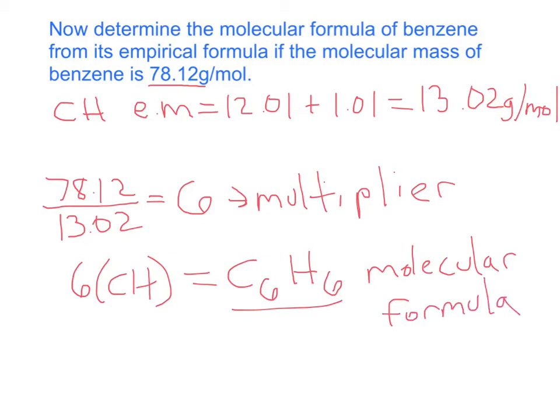So you just divide them to find the whole number, and it should always come out to a whole number. If they are the same, then you know the multiplier is just 1, and the empirical formula and the molecular formula are the same. If it comes out a whole number, like it did here, you just multiply the empirical formula by that whole number. All right, a little more practice on the next slide.